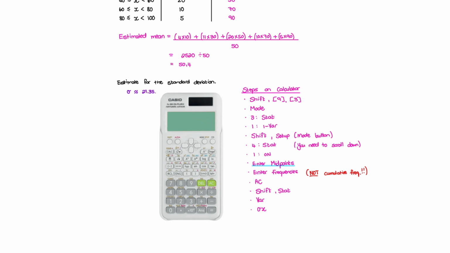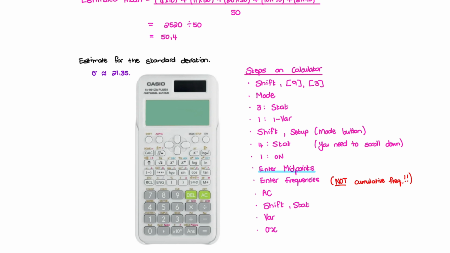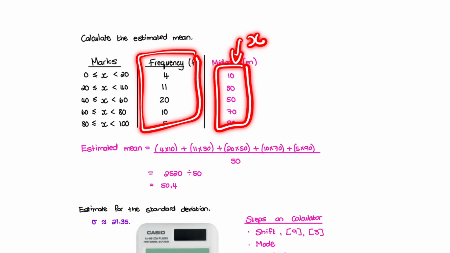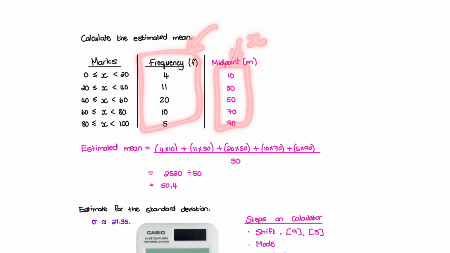So this method of finding the standard deviation is slightly different than what we have explained in a previous video. For this method, we are considering the midpoints as our x values, and we need to use the frequency table.